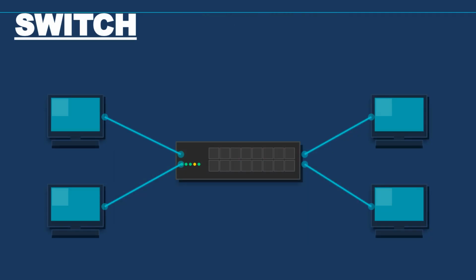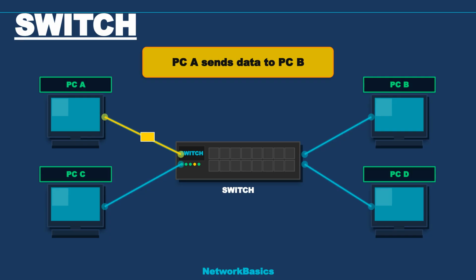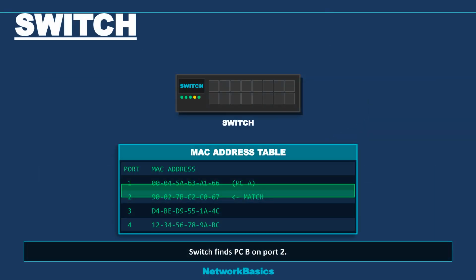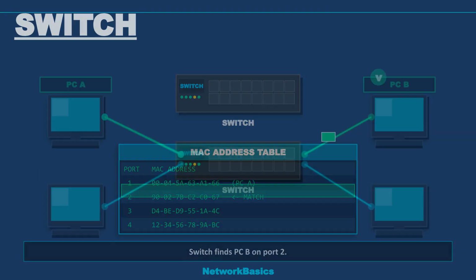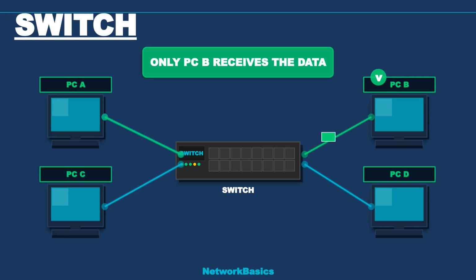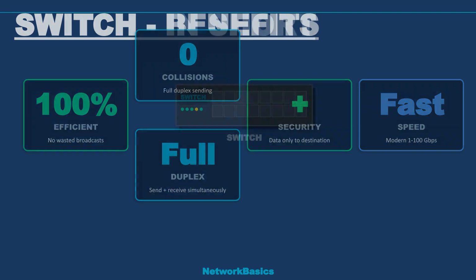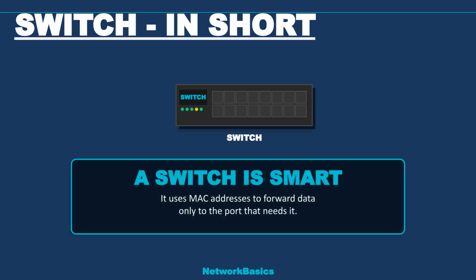So let's set up that same network, but this time with a switch in the middle. Now when computer A sends data meant only for computer B, the switch looks at the destination MAC address. It checks its table, finds which port computer B is connected to, and forwards the data only to that port. Computers C and D never see it. And as a result, bandwidth is preserved, collisions are avoided, and the network runs much more efficiently. So in short, a switch is smart. It only sends data where it actually needs to go.